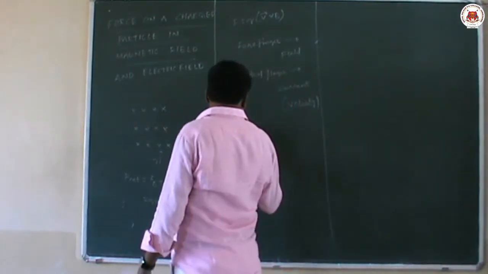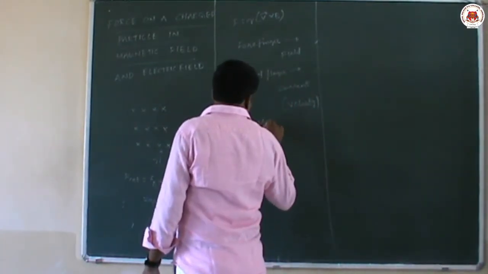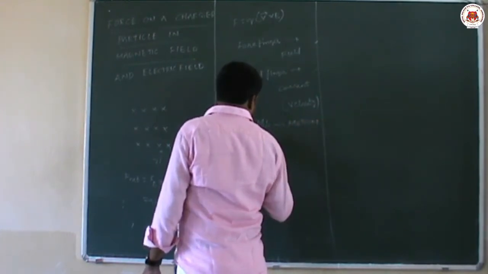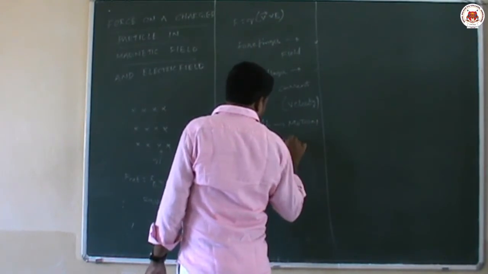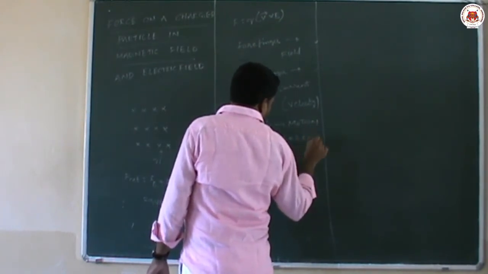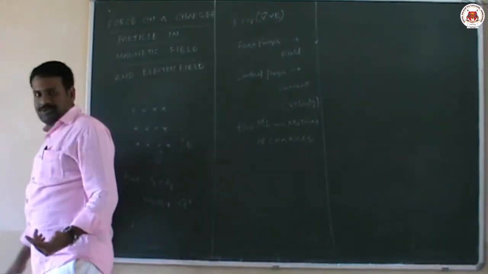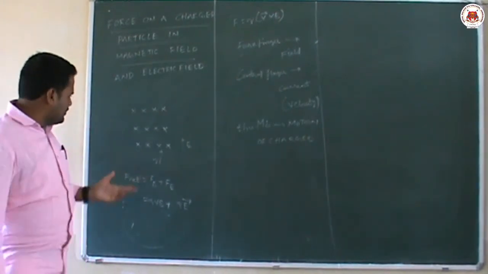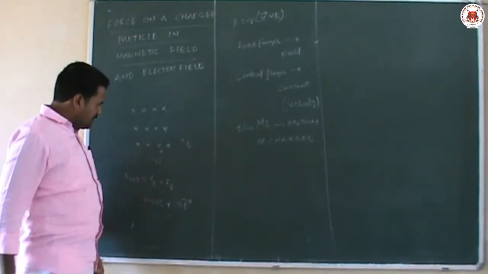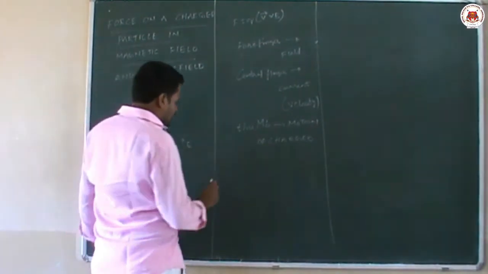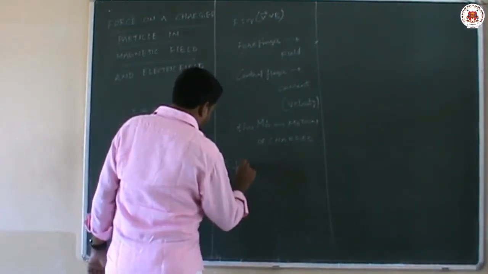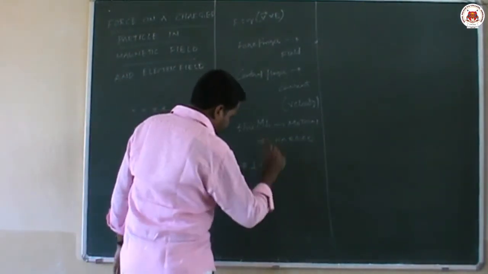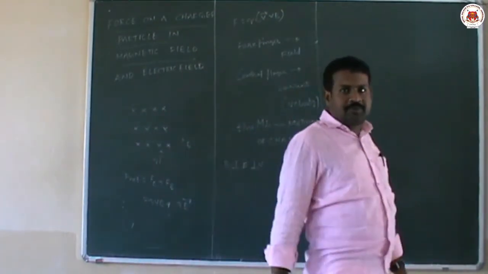Next, the thumb gives the motion of the charged particle, that is, the force acting on it, the direction in which the force will act. Now in this case, B is perpendicular to E, and B and E are both perpendicular to the velocity.